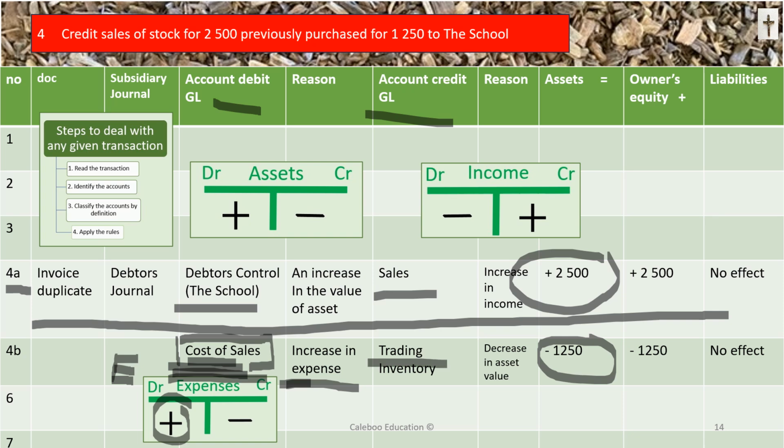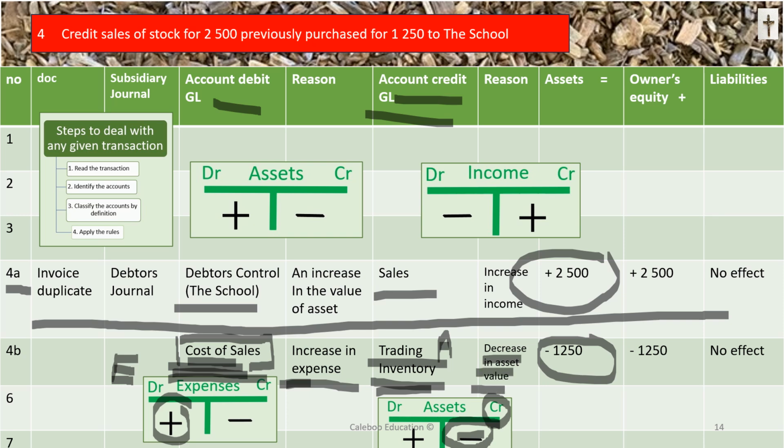Now, the value of our stock, we do not have the stock on hand anymore. We need to show stock is an asset. But the value of our asset has decreased because the stock was delivered to the school. So it's a decrease in assets, and the rule says credit the account if it's a decrease in assets. So the account is credited. Trading inventory is credited. Why? Decrease in the value of the asset.